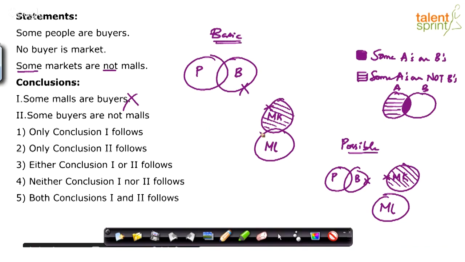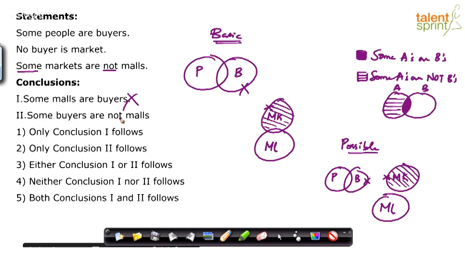Sorry, "some malls are buyers" is wrong, because in the basic diagram itself, malls and buyers do not overlap. He is saying some malls are buyers. No, malls are not buyers. Hence, conclusion 1 is wrong. Look at conclusion 2. Some buyers are not malls.